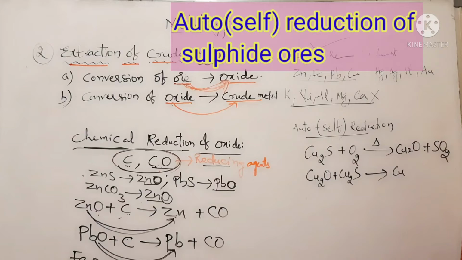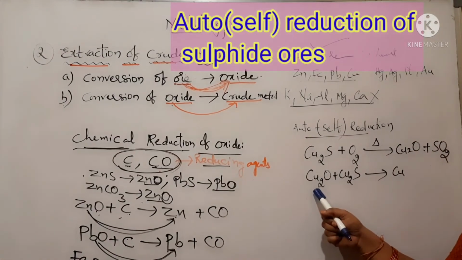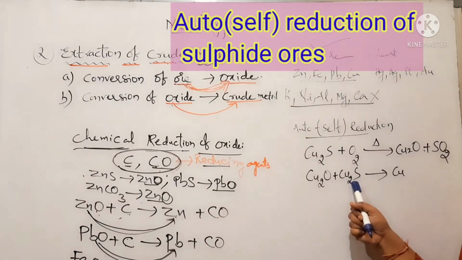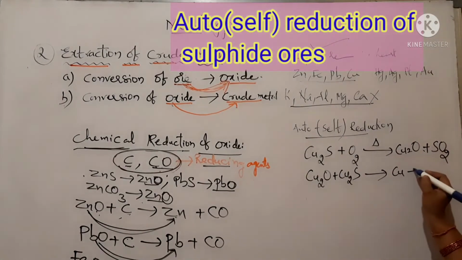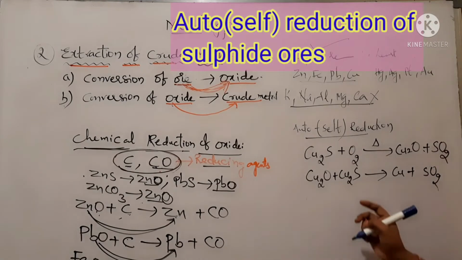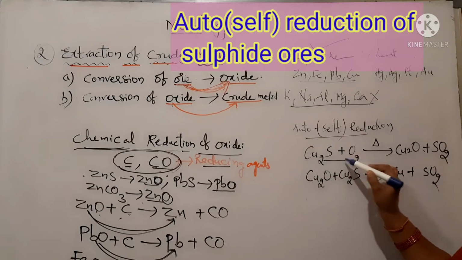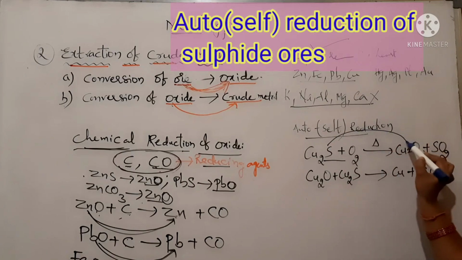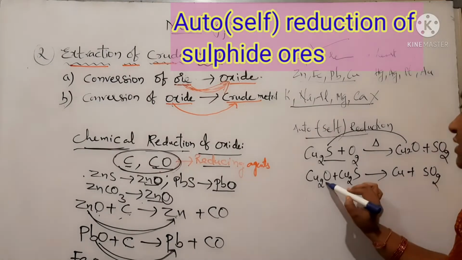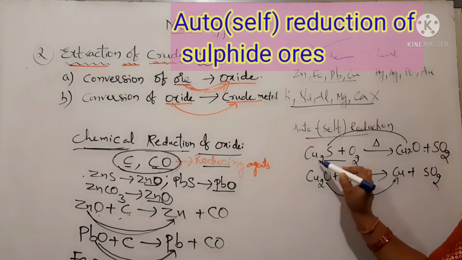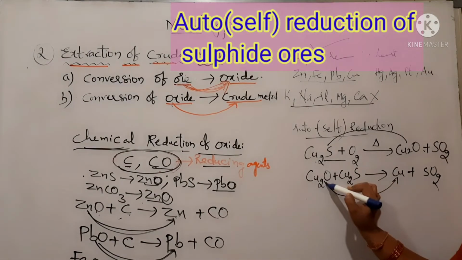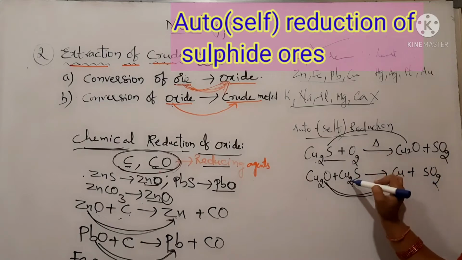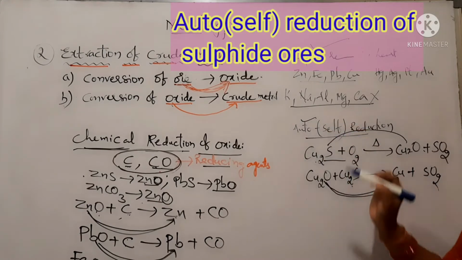That means sulfide ore only reacts with the copper oxide. So sulfide ore acts as a self-reducing agent instead of C and CO. So it is called auto or self-reduction. This is the partial oxidation. So partial sulfide is converted to oxide. Then later this oxide, in order to convert it to crude metal, the sulfide ore already present in the reaction mixture acts as reducing agent to convert copper oxide to copper. So it is called auto or self-reduction.